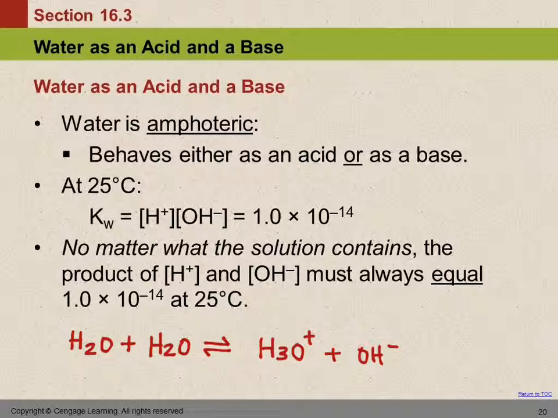Why would that happen? Well, it happens to a very, very, very small extent. And this is the expression that tells us how much water does this. This is an equilibrium constant for this reaction, and we haven't studied that. But what this tells us is that the concentration of the hydrogen ion, which is just a shorthand way of writing hydronium ion, times the molar concentration of hydroxide ion in pure water equals 1 times 10 to the minus 14. That's a very, very small number.